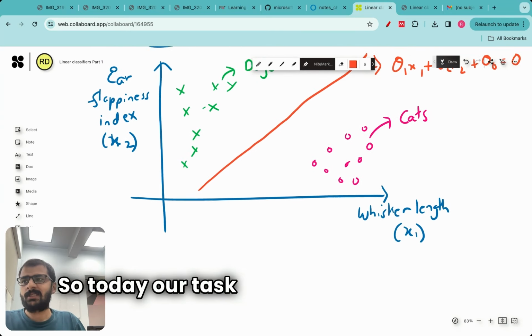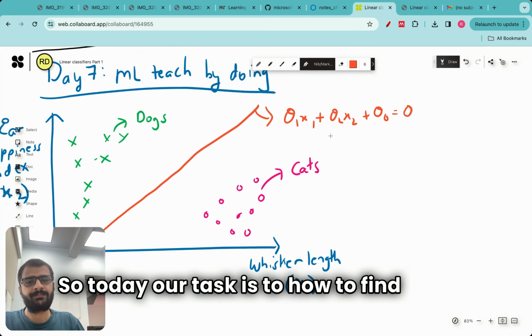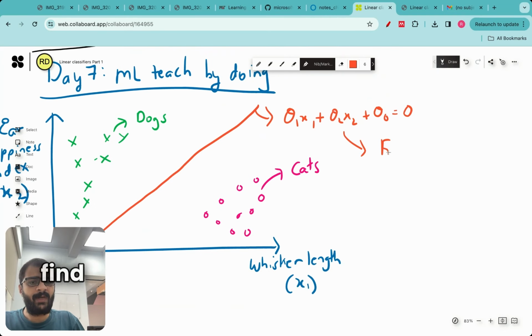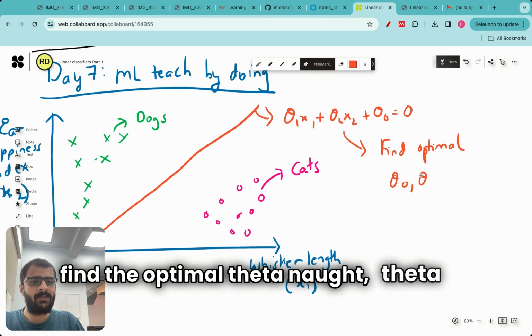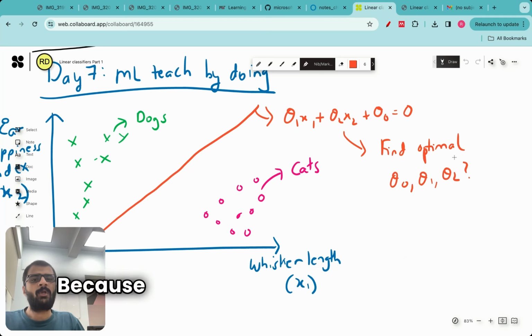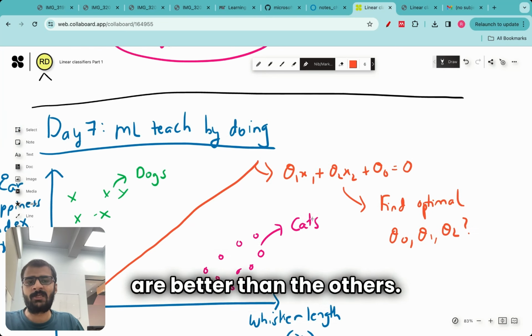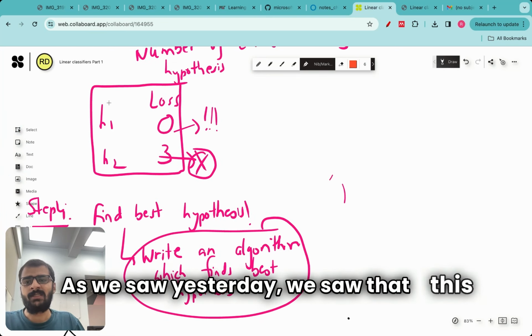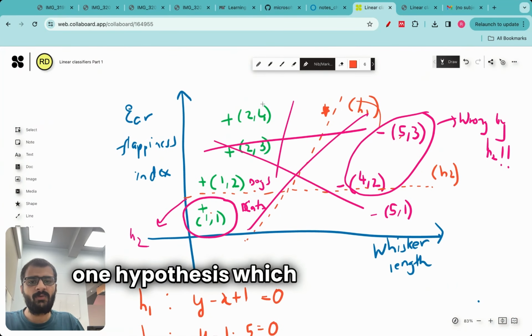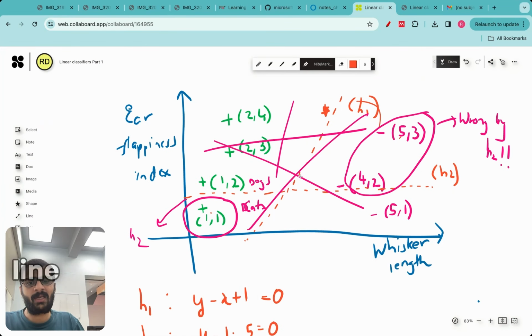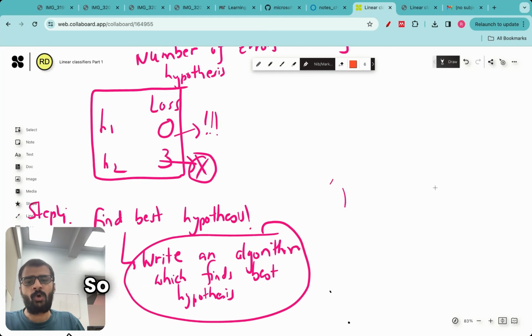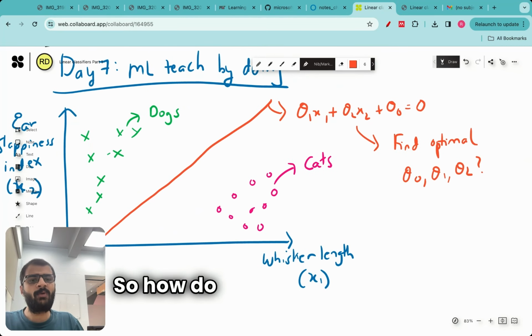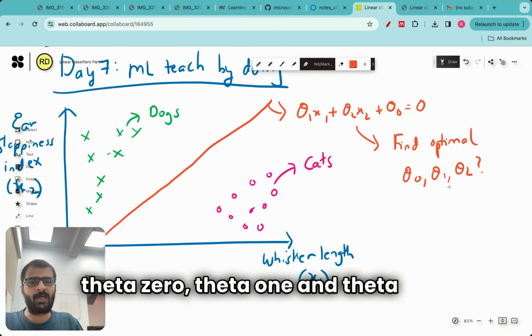So today our task is to find the optimal theta naught, theta 1 and theta 2, because we know that some hypotheses are better than others. As we saw yesterday, this H1 hypothesis, which is this dotted line here, is better than this H2 hypothesis, which is the second orange dotted line. So all hypotheses are not the same. How do we find the optimal theta 0, theta 1 and theta 2?